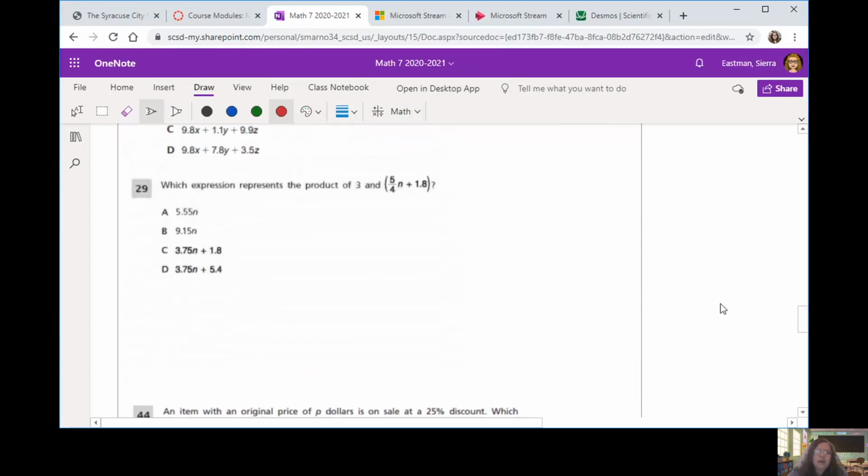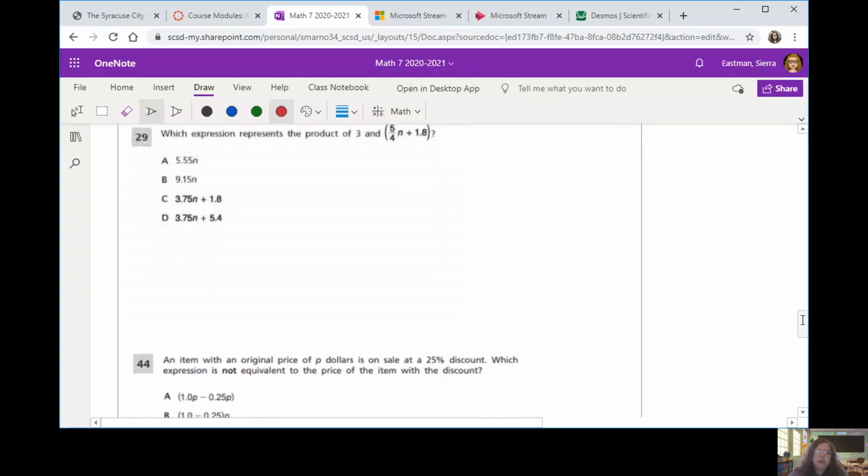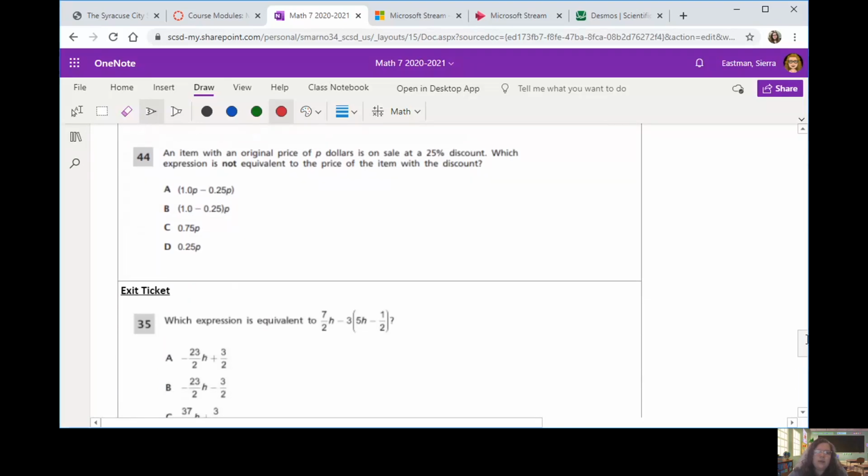Last expression, we have the word product. So they're telling you that 3 is being multiplied by this amount. Again, they want an equivalent expression, which represents the same thing. You can use both methods. 44. Now they're asking you which one is not equivalent, so be very careful with your reading. They are saying that 3 of these are going to be equal, and you need to choose the one that is not.